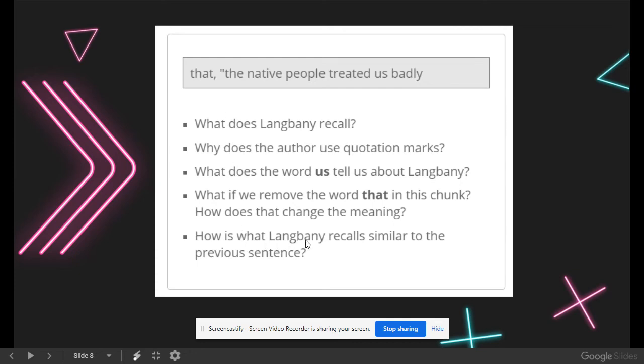How is what Langbanny recalls similar to the previous sentence? So in the previous sentence, which we're not seeing here in this language dive, but in paragraph 2 of the model essay, the writer first talks about Salva's experiences in the Kakuma refugee camp, and then he's also providing this piece of evidence to show that similarity, how both Salva and Langbanny had those similar experiences of being mistreated in the refugee camps.